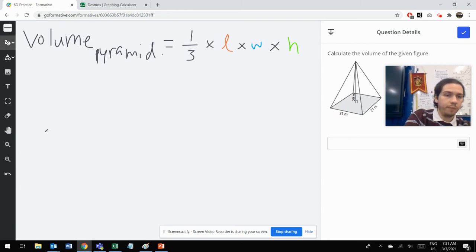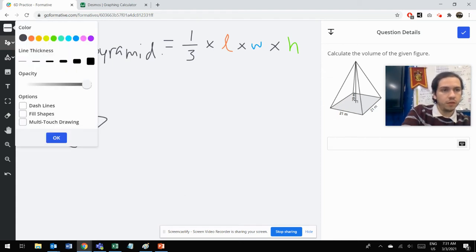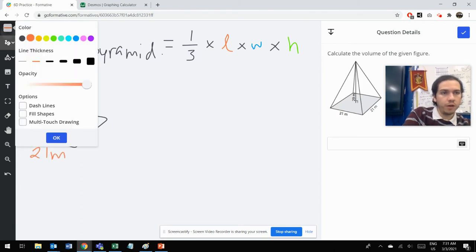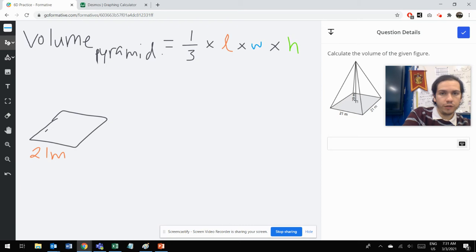So when I look at this pyramid, we have the base, which is this square shape, which is 21 as the length. And because they're both 21, it actually doesn't matter which one you say is which. 21 is the width. And then the height of the pyramid is 29.